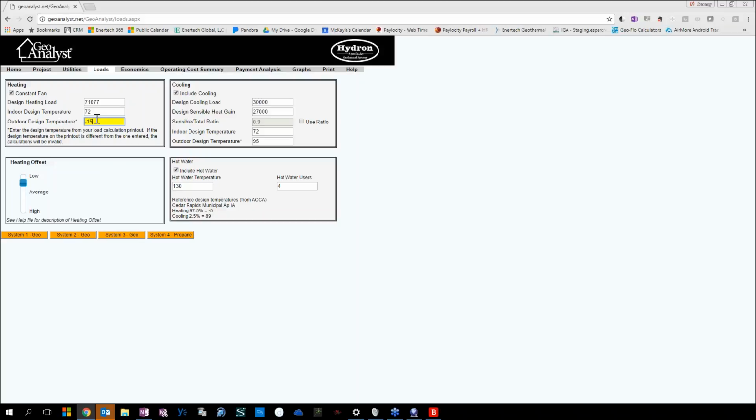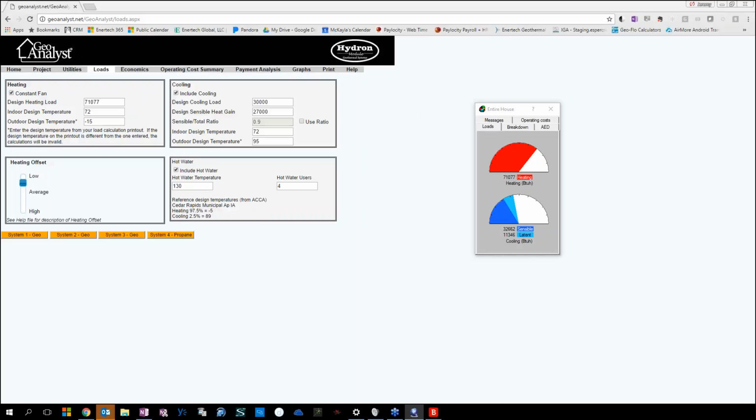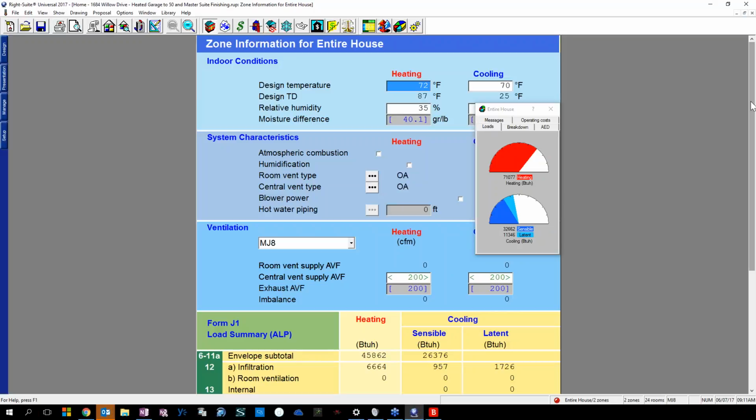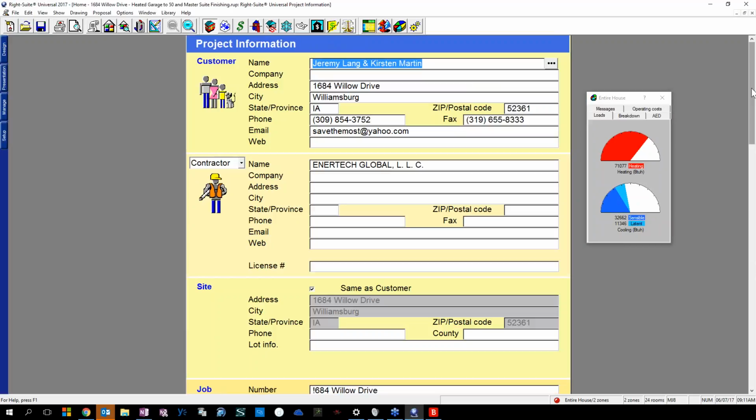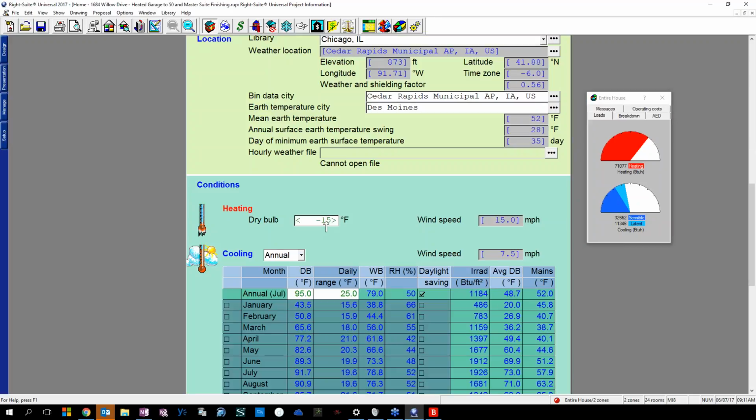I want you to make sure that you put into GeoAnalyst the same number that you put into your load calculation program. So let's take a look here. I'm going to grab another screen. This is a different program, but I want to show you the design temperatures here. And so for this application, I've got -15 for my outdoor temperature.